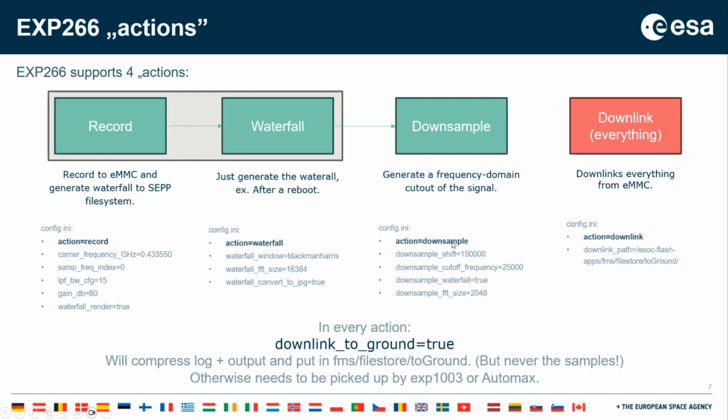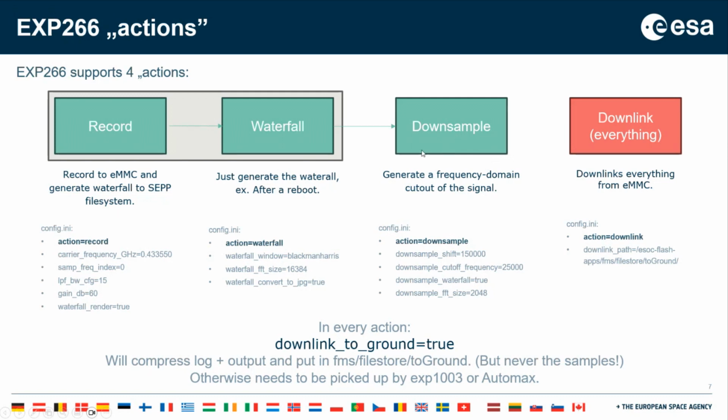The third action is the downsampling function. It accepts parameters to select the given signal, and without extracting the full recording, it will stream it out of the memory. It will apply the parameters, which I will explain in the next slide, and you will be left with a small file only of the signal. So in those 3 procedures, at any given moment, the recording is always staying in the eMMC, so it's invisible from the SEP memory. It doesn't really matter how long it is, because you only downlink the waterfall, and then you can also just downlink the downsampled part of the signal.